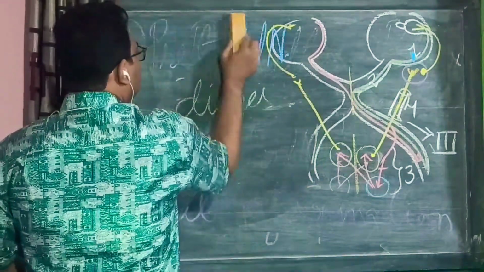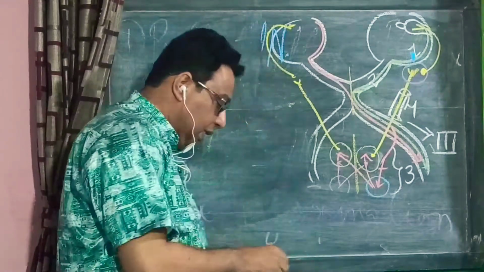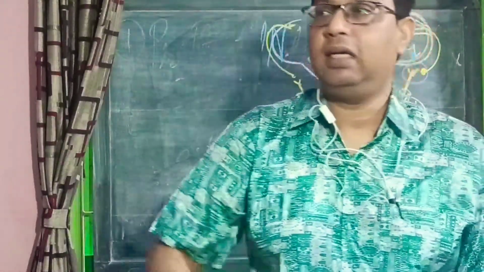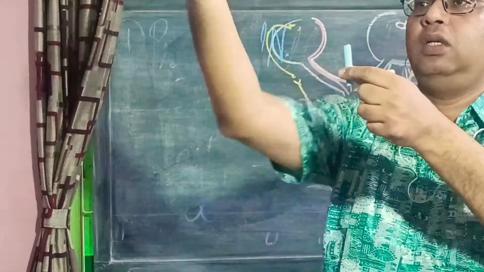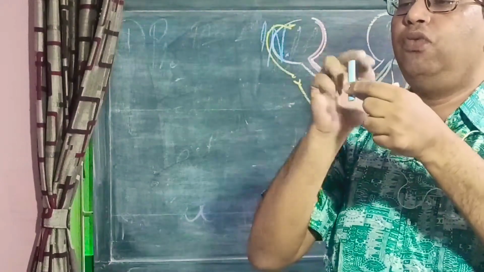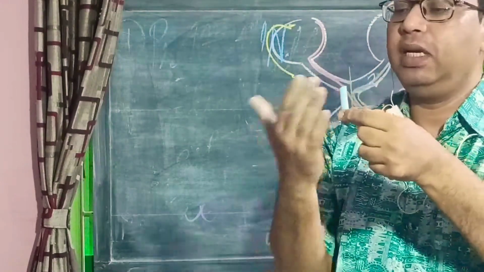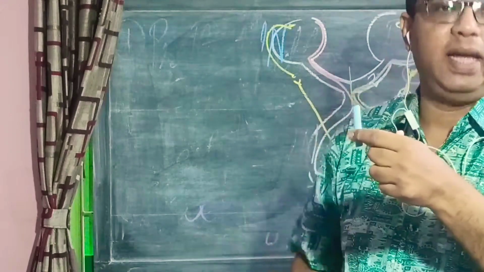Now regarding the accommodation reflex. What is the accommodation reflex? It has been seen that if you ask a subject to look at the distance, at the periphery, and then ask him to focus at a near point, like for example, reading or looking at an object while working at it.